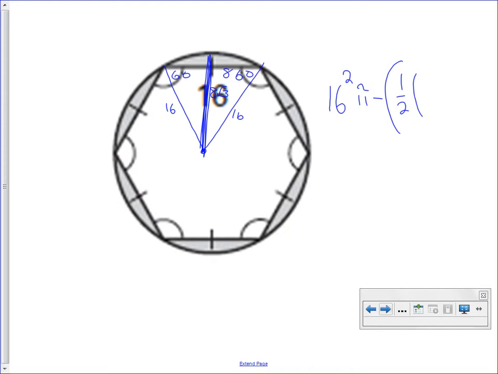Area of the circle. I'm subtracting out the hexagon. Subtract out 1/2 the perimeter. Well, the sides are 16, so it would be 16 times 6. And our apothem is 8√3. So that's going to give us the area of the shaded region. And then what do I have to divide all that by for the overall area? What's the large shape? Divide all that by 16 squared pi again.